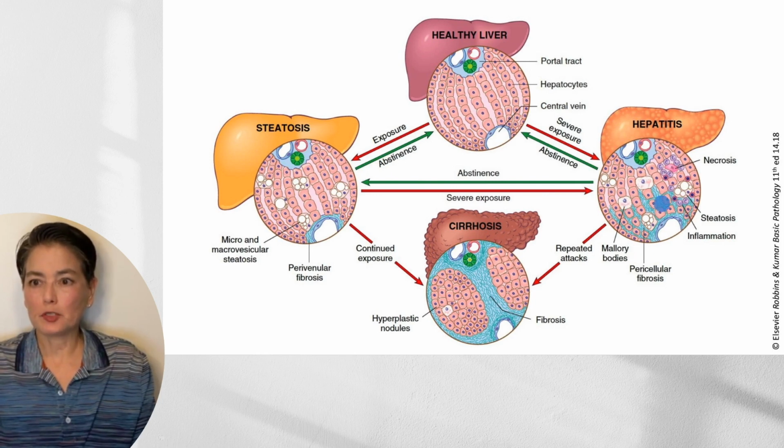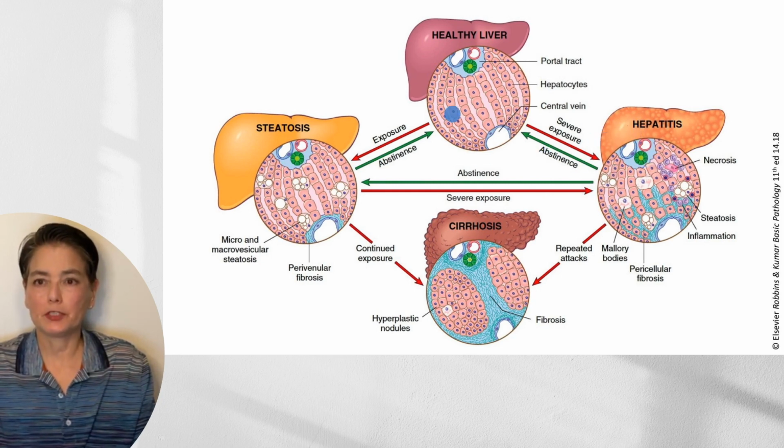We can also see ballooning of hepatocytes, where they become quite enlarged and where the intermediate filaments collapse within. This is referred to as Mallory-Hyaline. Now again, even with the severe exposure, with abstinence, we can return back to our healthy liver. But now let's look at our end-stage liver disease here and how we get there.